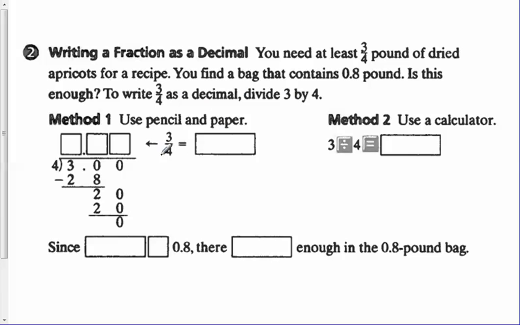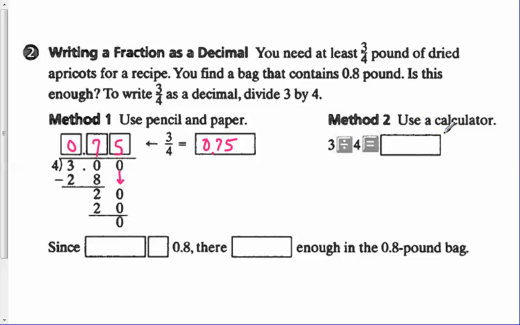Well, we should understand that 3 over 4, 3/4, is 0.75. Since 4 goes into 3 0 times, 4 goes into 30 7 times, 7 times 4 is 28, subtract, you get 2. We bring down that 0, and we get 20. 4 times 5 is 20, so we have 0 left over. So 3/4 is the same as 0.75.